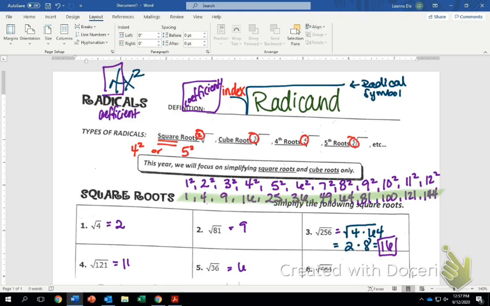So if I wanted to double check, I could take a calculator and say, okay, 16 squared equals what? Well, it equals 256, which is exactly what I started with right here. So I know that I did this correctly. And I'll do the same idea with number 6.